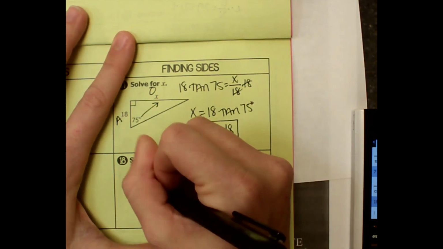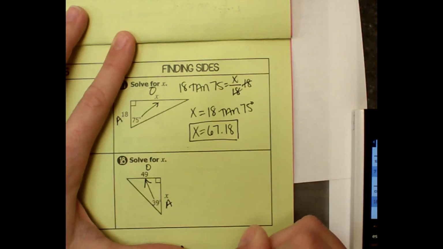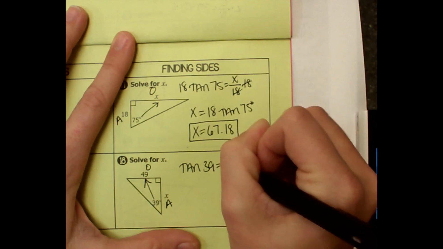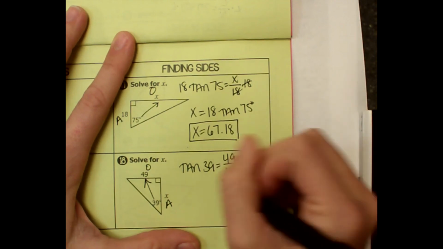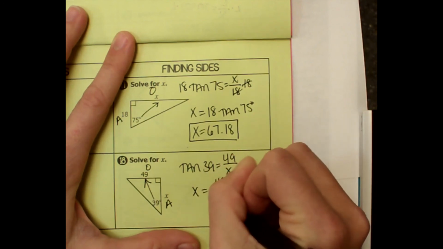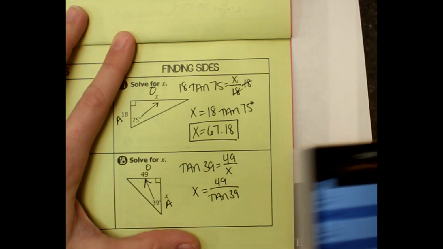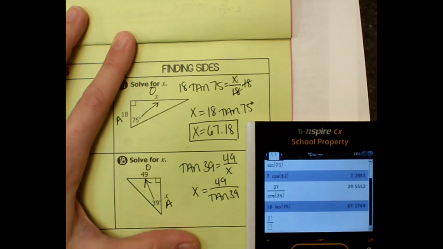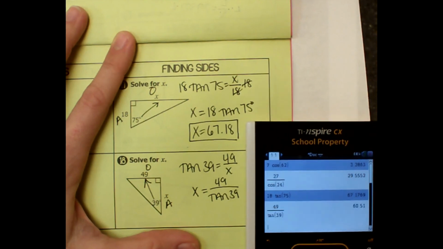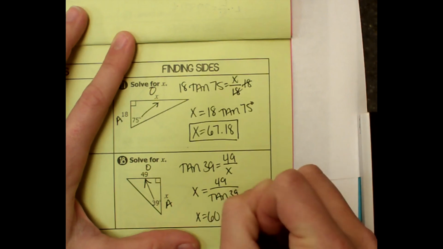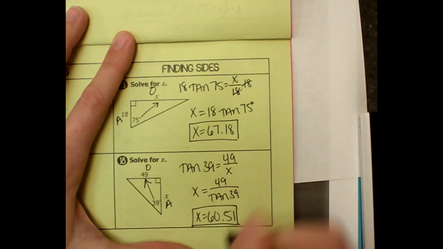We're looking at number 18. They gave me the opposite, and the x is the adjacent. So tangent of 39 is equal to opposite, which is 49, over the adjacent, which is x. So I'm going to switch those. So x is equal to 49 over tangent of 39 degrees. And that's just simple solving, okay? So we type it into the calculator, 49 on top, tangent of 39, and get 60.51. It came back as 2 decimal places, so I just use what they gave me, 60.51.